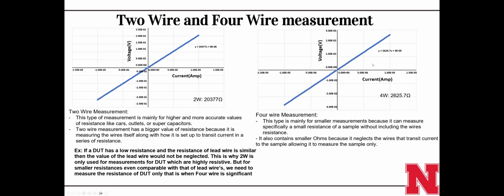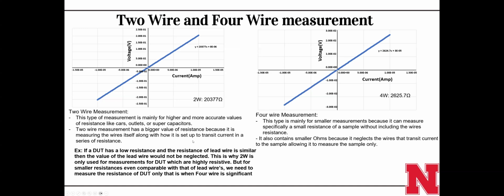Now for 4-wire, it's the exact same thing, but the values of the linear equation are just a bit smaller. This type is mainly for smaller measurements because it can measure specifically a small resistance of a sample without including the wire's resistance. It also contains smaller resistance because it neglects the wires that transmit current to the sample, allowing it to measure the sample only.